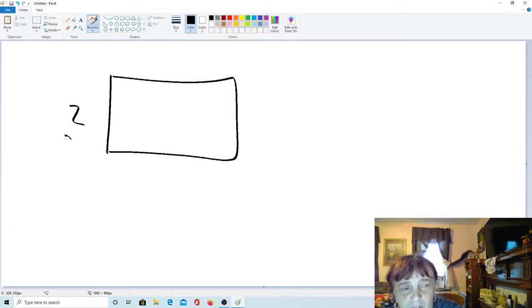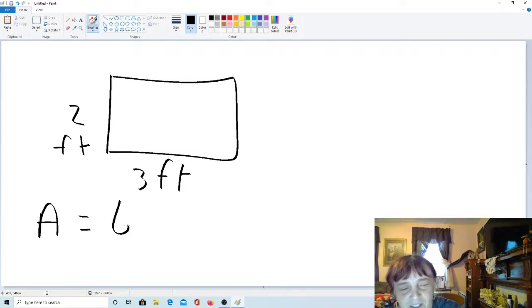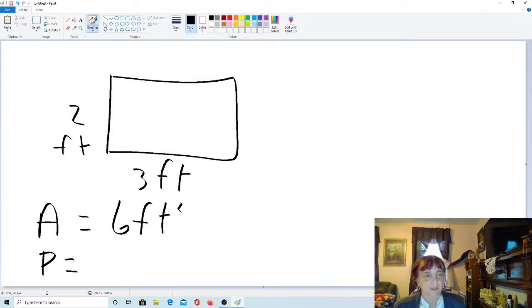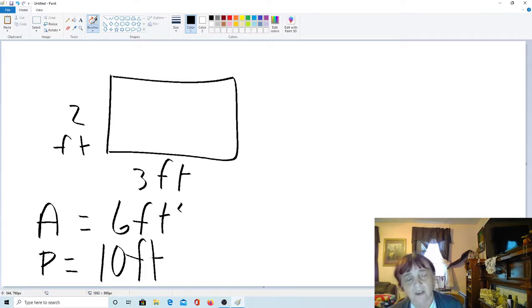This is 2 feet and here's 3 feet. So the area is 6 square feet. The perimeter is the distance around the rectangle, which would be 3 plus 3 plus 2 plus 2. 3 and 3 is 6, 2 is 8, and 2 is 10. It would be 10 feet. Okay, so that's a rectangle.